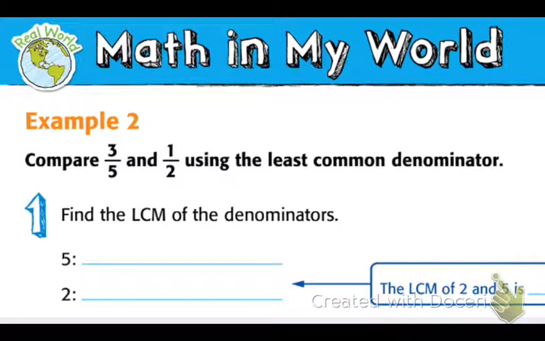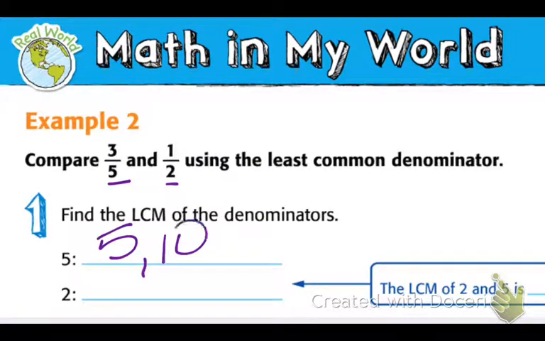All right, example number 2. Compare 3/5 and 1/2 using the least common denominator. Step 1, list those multiples. Well, then we have to use the numbers on the bottom, the denominators, and the multiples of 5 are first.